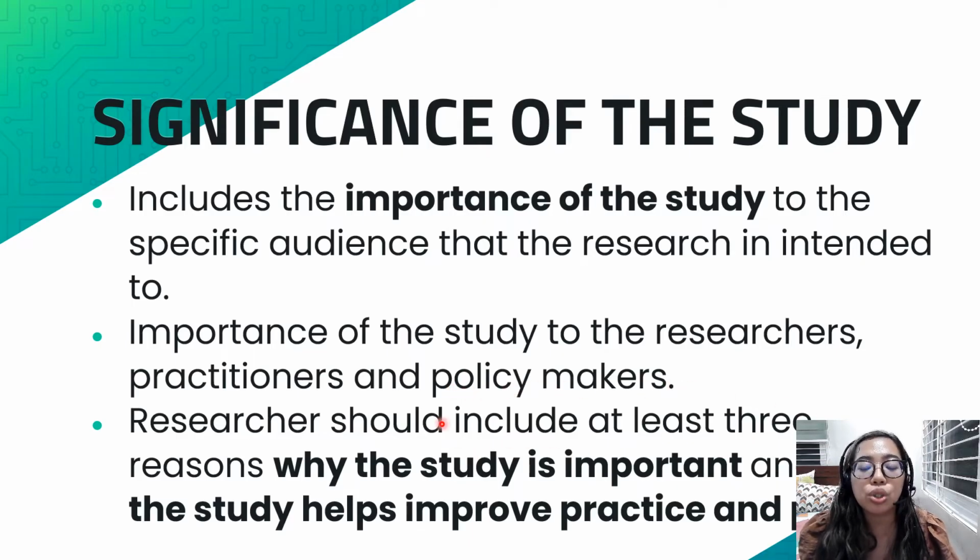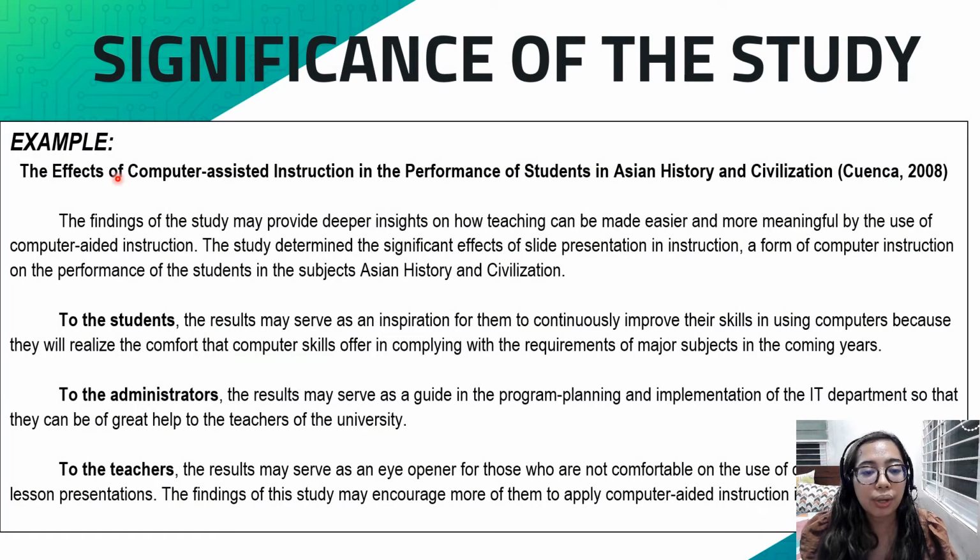And in this part, you should also include at least 3 reasons why the study is important and how the study helps to improve practice. So example, ang title na research nila is The Effects of Computer-Assisted Instruction in the Performance of Students in Asian History and Civilization. So first, lagay niyo muna the findings of the study may provide deeper insights on blah blah blah. So dito sa first paragraph, ilagay niyo yung pinakang importance. Bakit mahalaga ang inyong research? So you have to include it in the first paragraph.